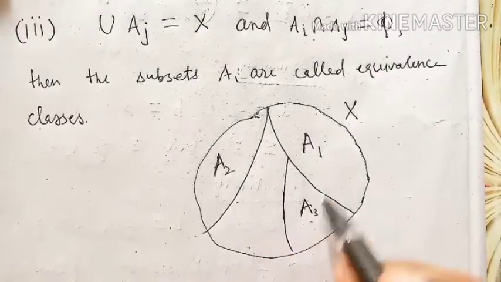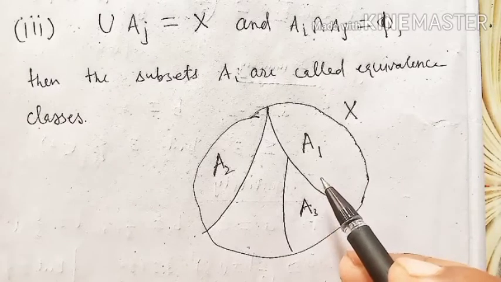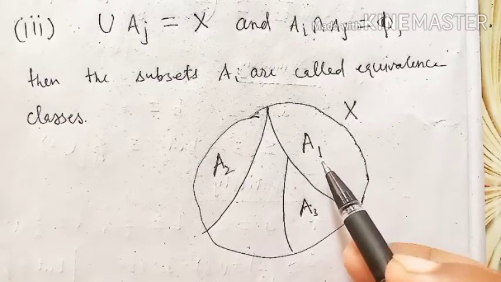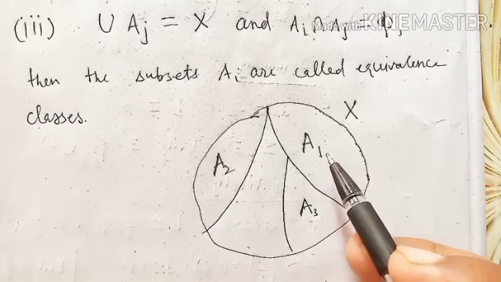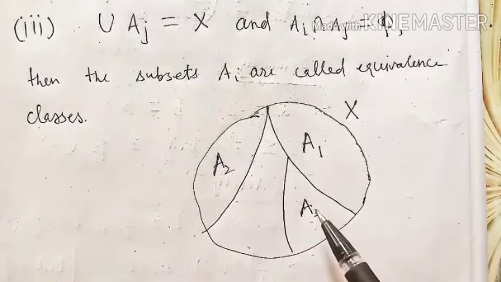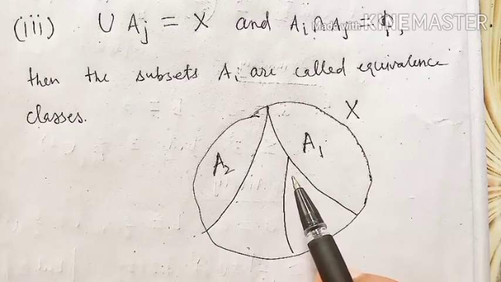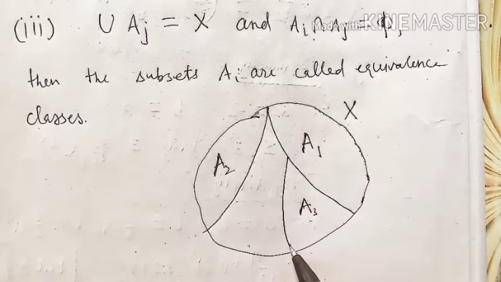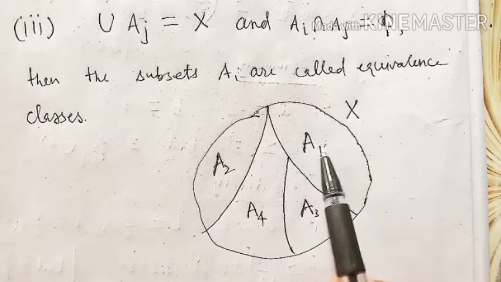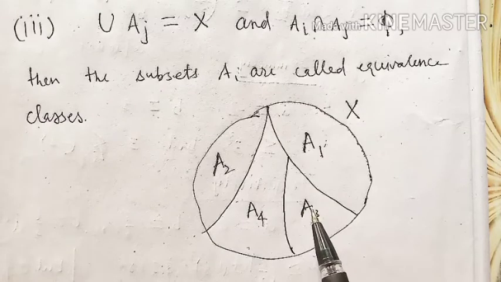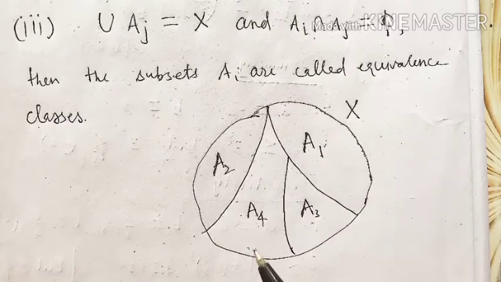You can see that these subsets are mutually disjoint, and here it is also said that all elements of A1 are related to each other. No element of A1 is related to any element of A2 or A3. The union of all Ai, that is the union of A1, A2, A3 and so on, is the set X. Suppose this is 4. And you can see the intersection of any two partitions is 5. Then these subsets are called equivalence classes.